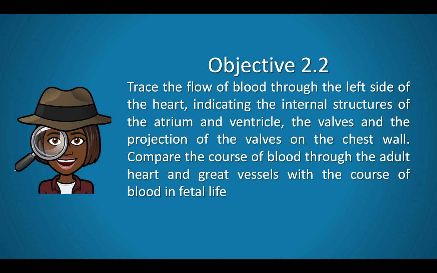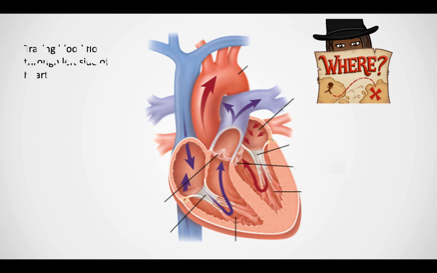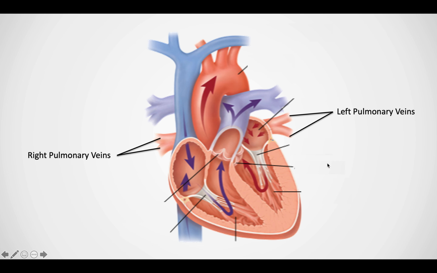Today we'll be looking at objective 2.2. Let's first trace the blood flow through the left side of the heart almost as if it were a map. Oxygen-rich blood is able to enter into the heart from the lungs via the left and right pulmonary veins.